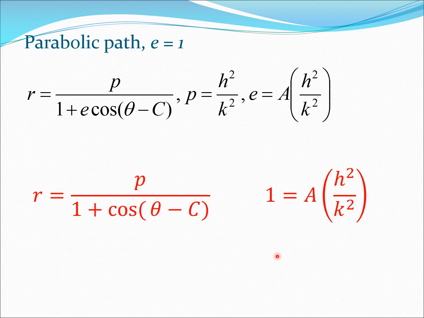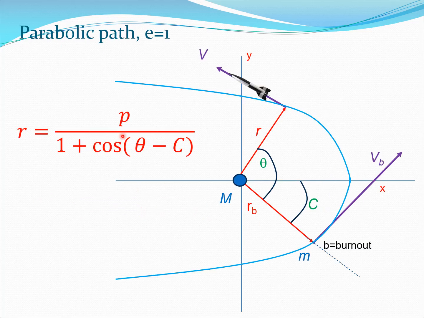So now let's look at the remaining two paths. Let's start with the parabolic path, and the parabola happens when E equals 1. So in the orbit equation, let us put E equals 1. We simply get R is P by 1 plus cos theta minus C, and also we get the equation 1 equals A h squared by k squared. So these are two simplifications which we get here. And the parabolic path is essentially going to look like a parabola here. So this is the equation R equals P by 1 plus cos theta minus C. I have put E equals 1 in this equation.